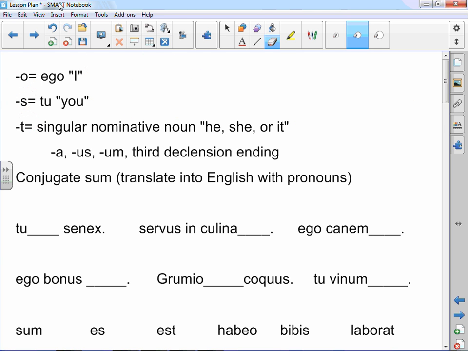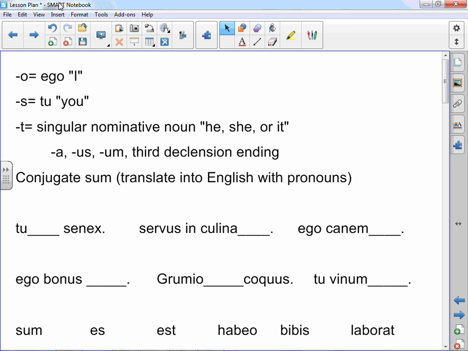You're also going to have the us, third declension ending as well for those nominatives. Remember that. So our singular nominatives end in a, us, or they have that third declension that has whatever.